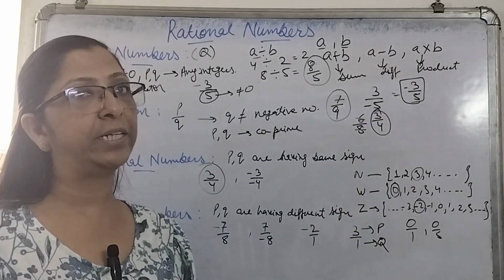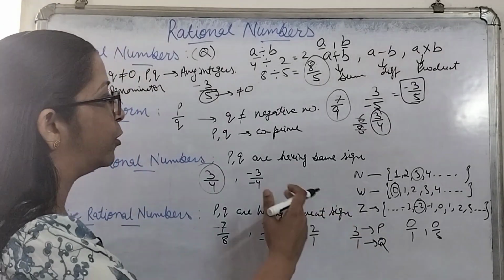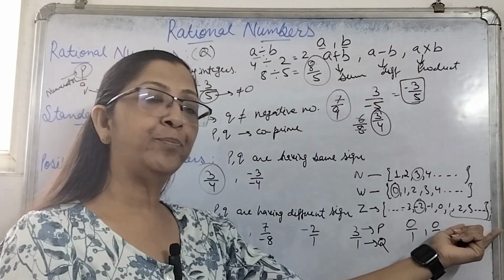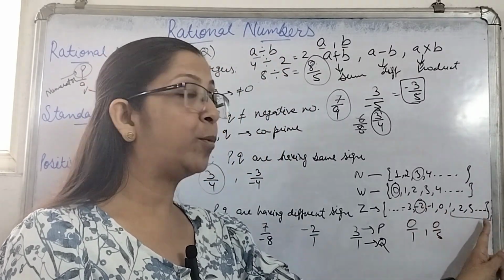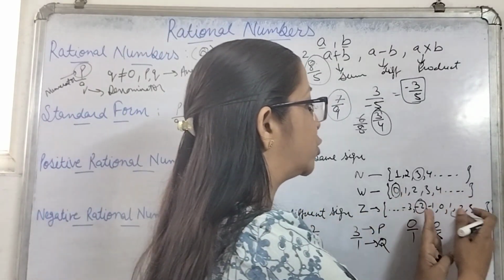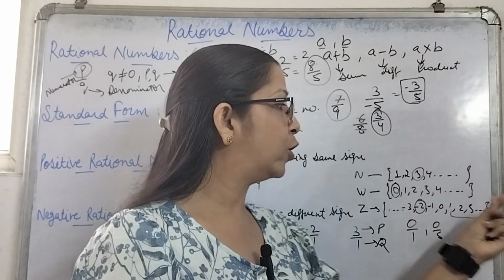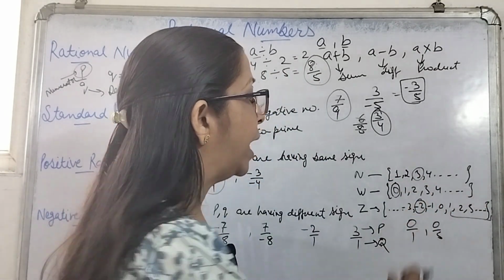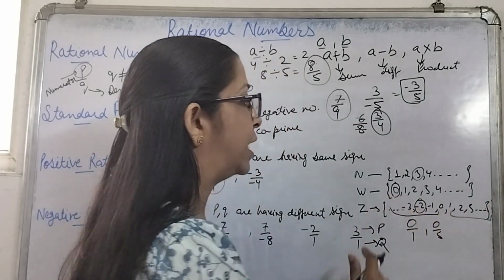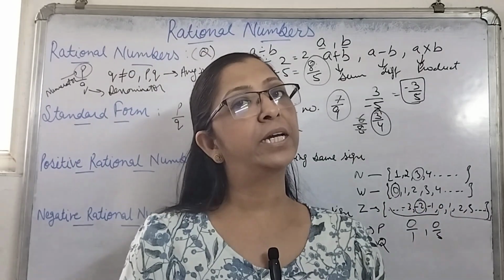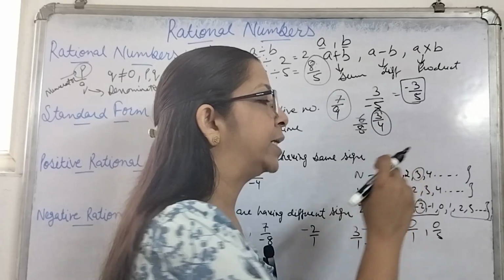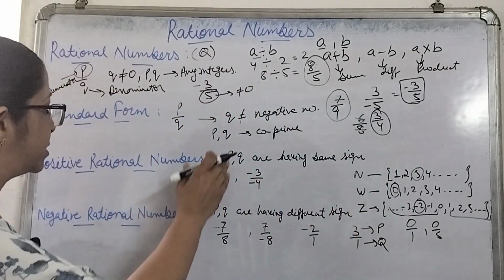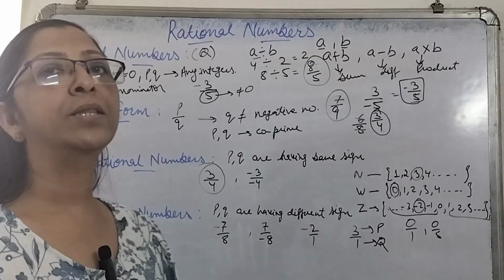Whenever we are talking about the numbers which lie towards the right of 0, they are all positive rational numbers, and the numbers which lie towards the left of 0 are negative rational numbers, and 0 is neither positive nor negative. Now we will be learning how to represent these rational numbers on the number line.